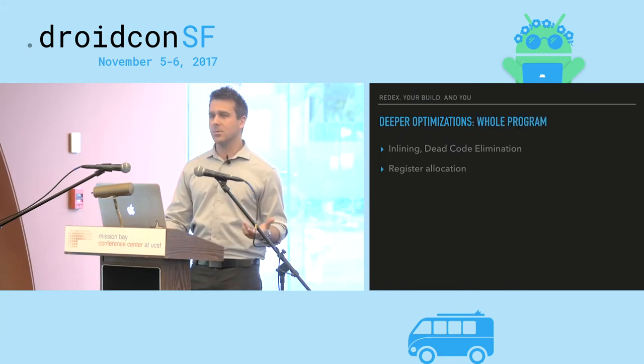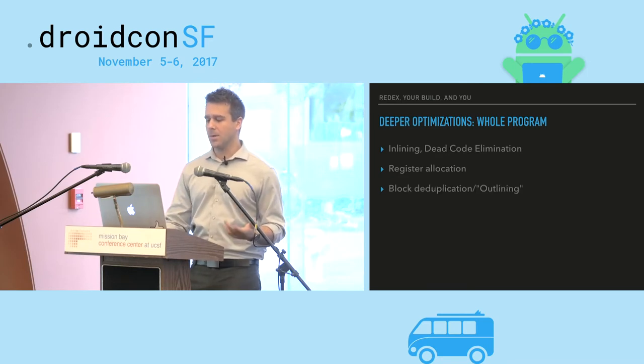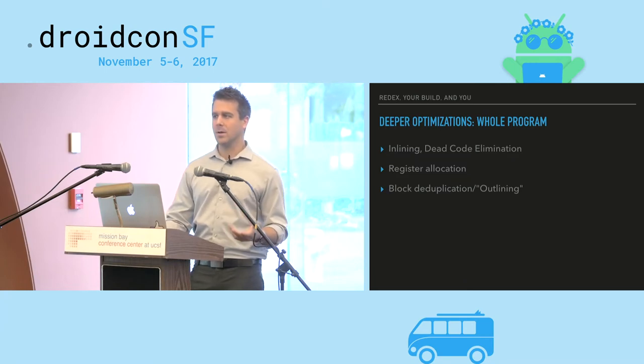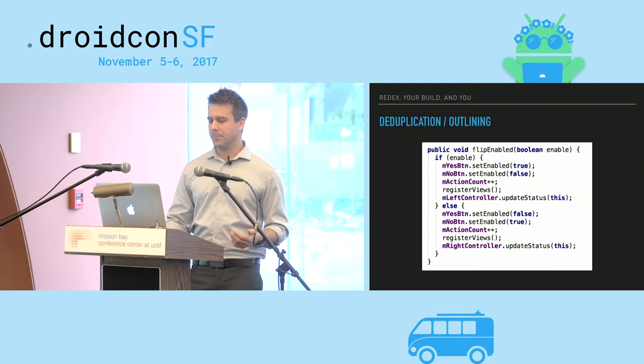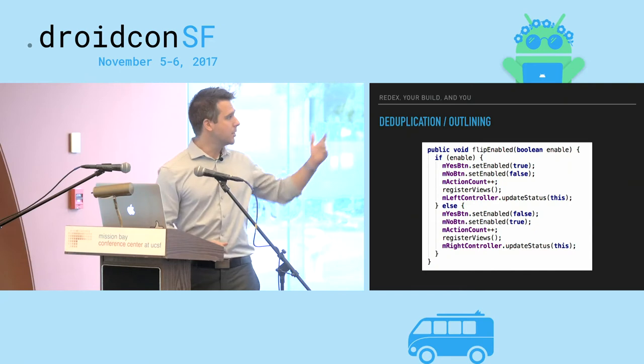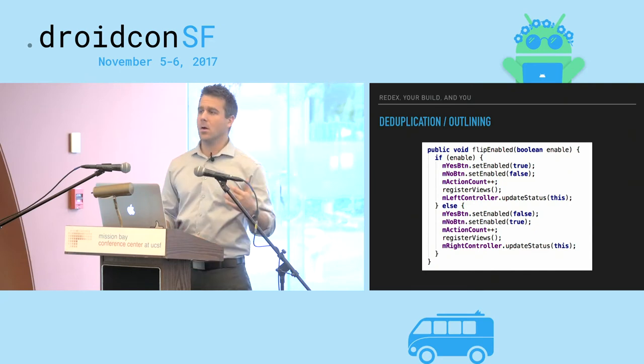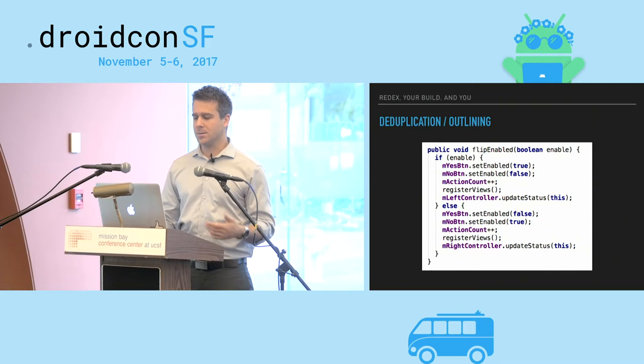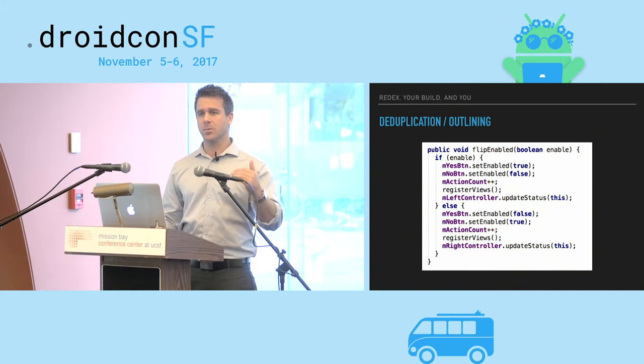But these aren't really the whole-program things that I was talking about. So let's talk about some whole-program optimizations: block deduplication and outlining. Outlining sounds pretty similar to inlining, and it is, but it's the exact opposite. This is more of a block deduplication example, but notice that the two execution blocks here are almost exactly the same. They take two buttons, they set some values, they increment something, and they call a couple of methods. It's almost exactly the same instructions, opcodes, in each branch. So Redex can go through this, and it will figure that out.